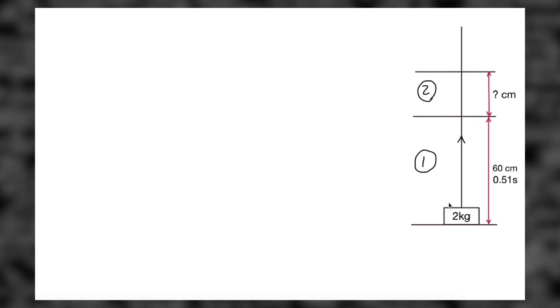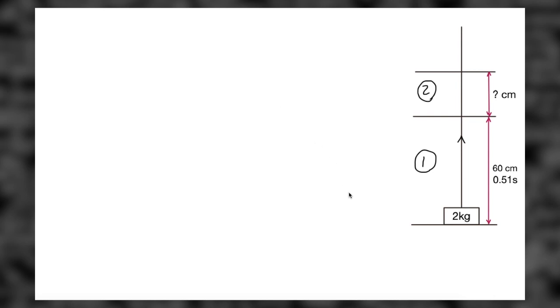So for this question, we need to think about two parts. The first part is where a particle is at the bottom and comes up 60 centimeters. So that's our first part. And our second part is when it goes above 60 centimeters up to this top distance here, and we'll call this part 2. So we need SUVATs for both.